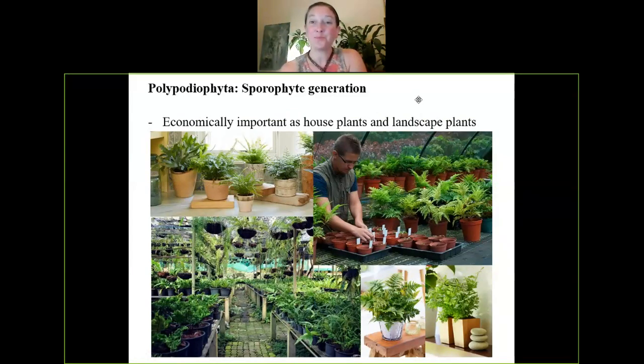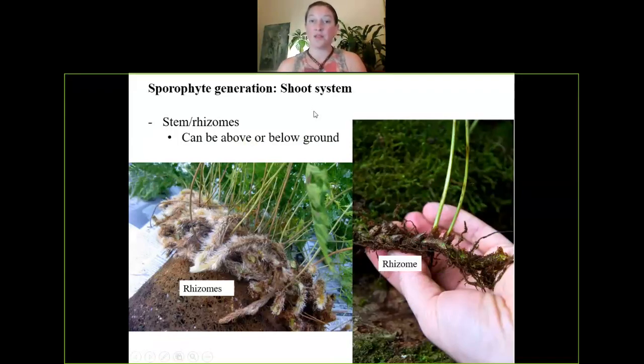Okay, I touched on this briefly before, but the ferns are economically important to humans in that they're sold as houseplants and landscape plants. Okay, so remember at the beginning I said Polypodiophyta, which is the name of the phylum, and that poly means many, and pody refers to foot. So this is kind of where it comes from.